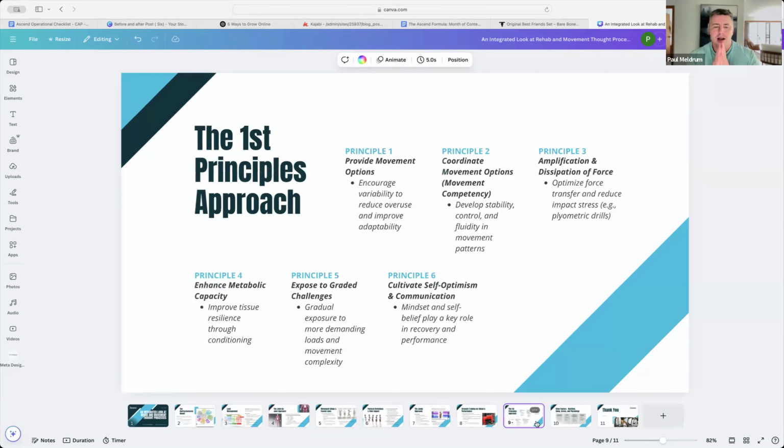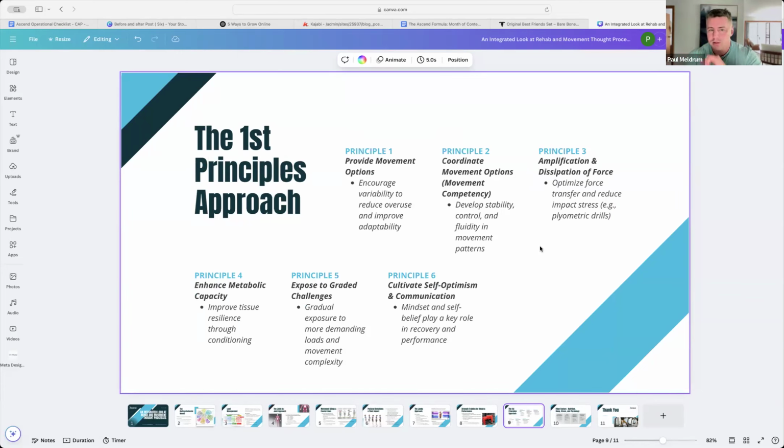These are the principles that I remind myself of every single time I talk to a client, as a way to develop their program over time, once I've used all these to assess where they are and what they need to do. First one is I want to provide movement options. Encourage variability to reduce overuse and improve adaptability. The vast majority of injuries happen because one tissue is doing too much work. Very simple. If one tissue is doing too much work, whatever's doing too much work will break, and that will cause problems.